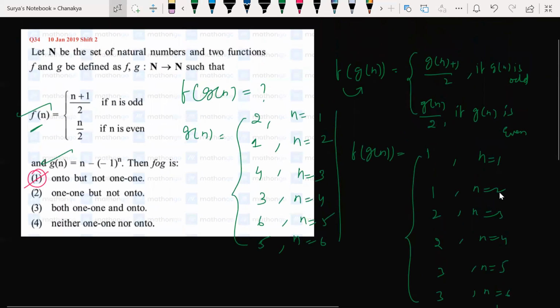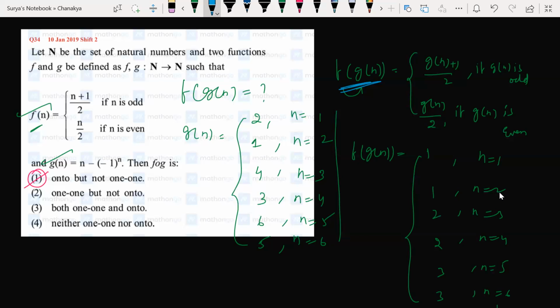Now from this, what can I understand? Look at it: 1, 1, 2, 1, 3, 2. It is an onto function, so every element of the codomain is getting occupied here. By looking at that, I can easily understand every element of the codomain is getting occupied, but it is onto but not one-one.